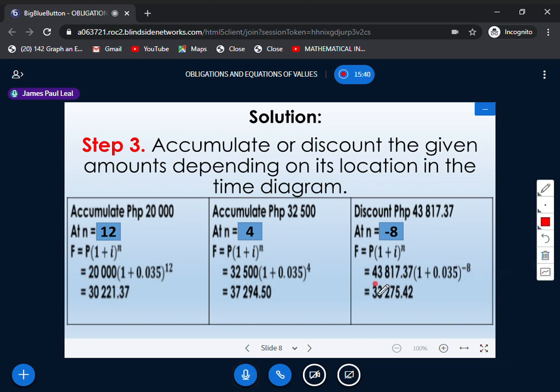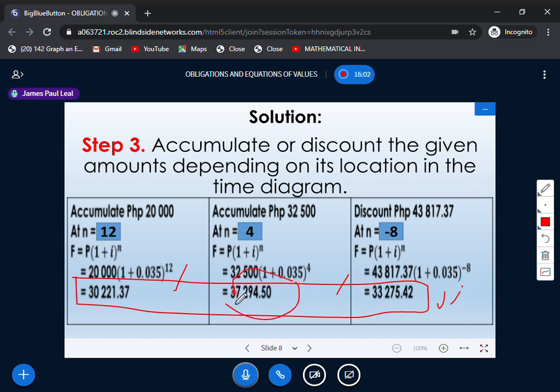And if you're going to simplify that and input it into the calculator, you will have this result, which is equal to 33,275.42. Okay, so now we have the final amounts for the three conditions. So we're going to compare. Which one is bigger here? Is it the first case, the second case, or the third case? Of course, letter B, the second condition, right?